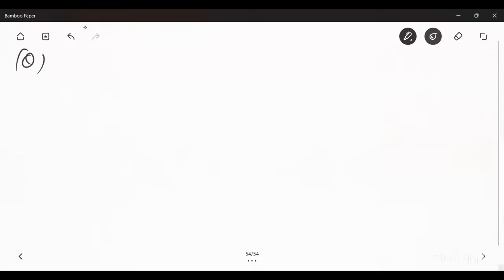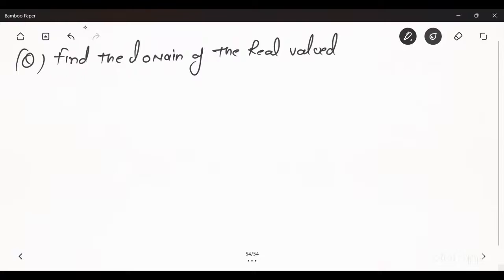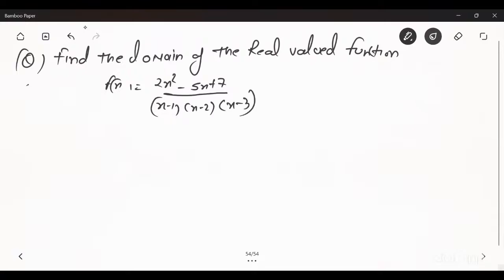Now second, you have to find the domain of the real valued function f of x is equal to 2x square minus 5x plus 7 upon x minus 1, x minus 2, x minus 3.